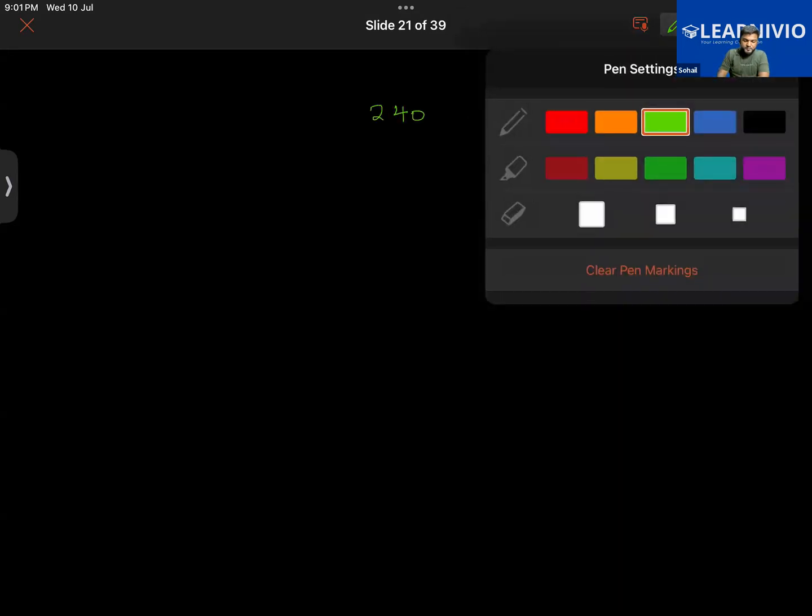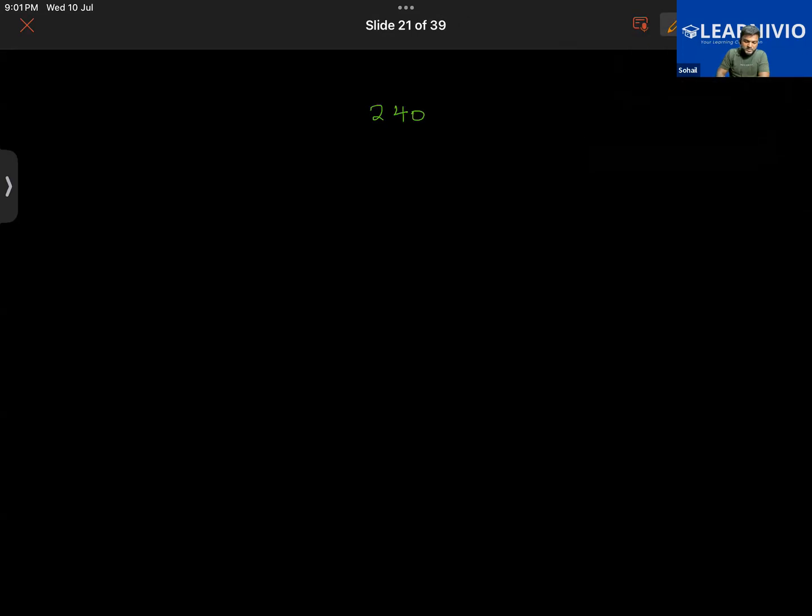Let us, using the same factor tree method, find the prime factorization of 240. Will you be able to do this? Of course, you would be able to do this. Give it a try. So first, can we break it into 24 and 10? You can write that down however you like.